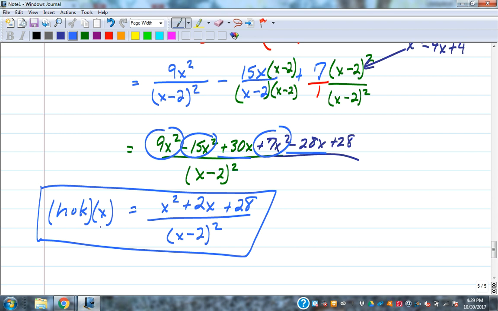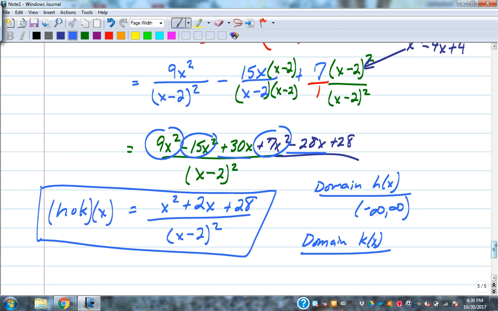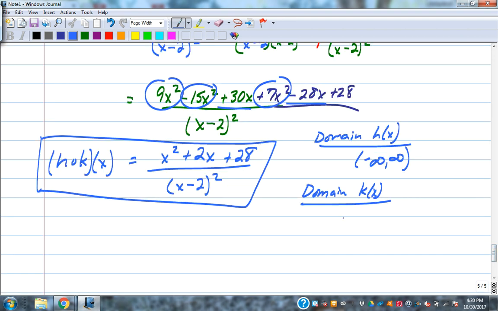All right. Now, for the domains, domain of h of x, are there any restrictions for h of x? No, none. So it's negative infinity and positive infinity, which is nice because that means we don't have to worry about doing that equation work stuff. So the only restrictions for our whole problem are going to be coming from the second function, the domain of k of x. What's the only restriction for k of x?